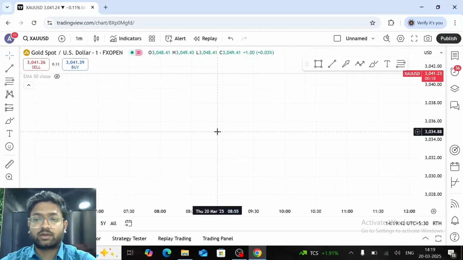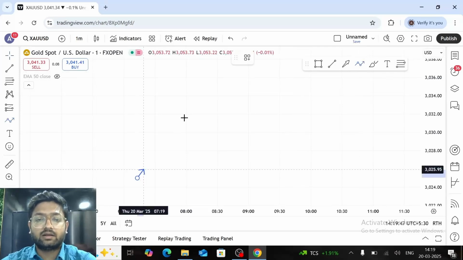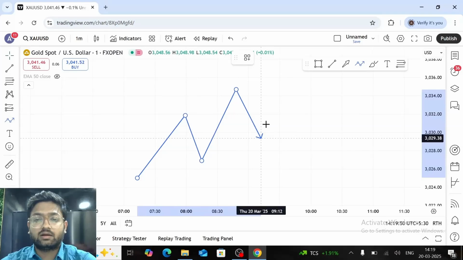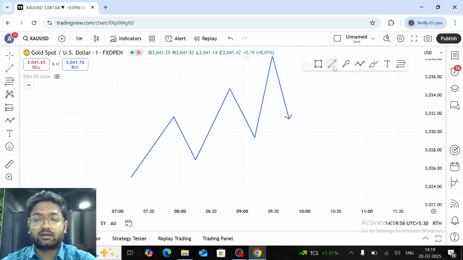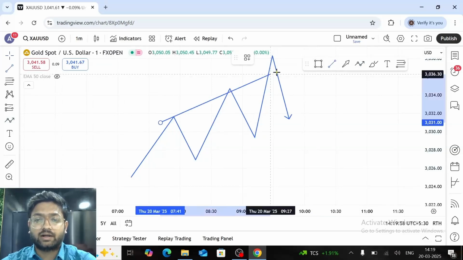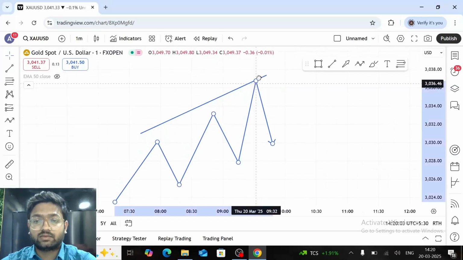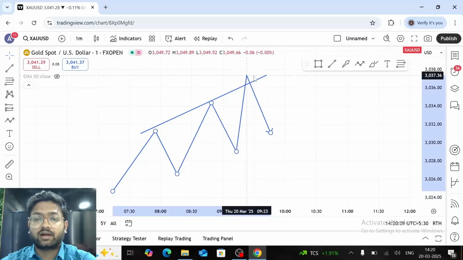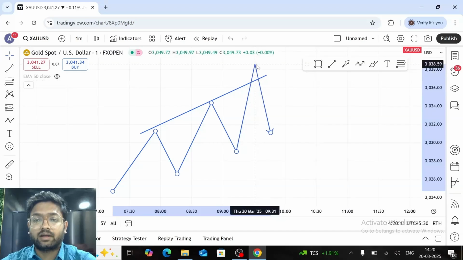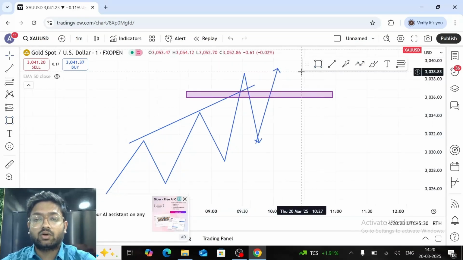See, first of all, how the strategy works: first you need to identify a higher high, higher low, higher high, higher low, higher high, higher low. Later, you need to connect a trend line, and whenever the price touches it for the third time, the price should break the trend line, and as soon as the price again closes above the nearest support or resistance zone.